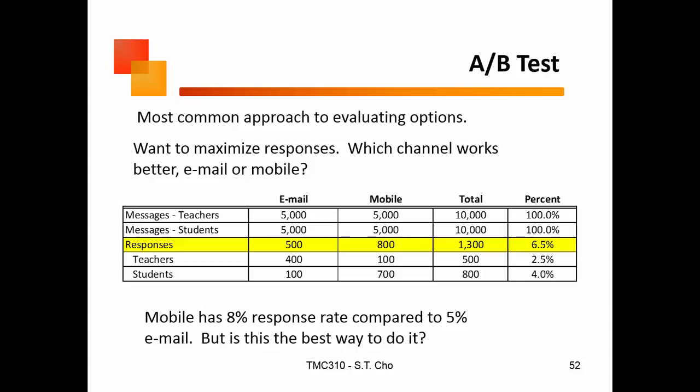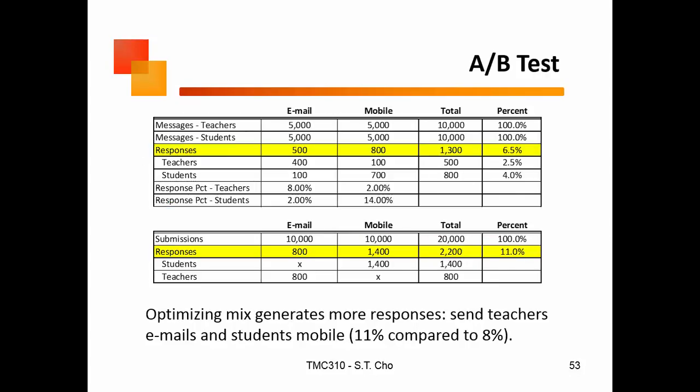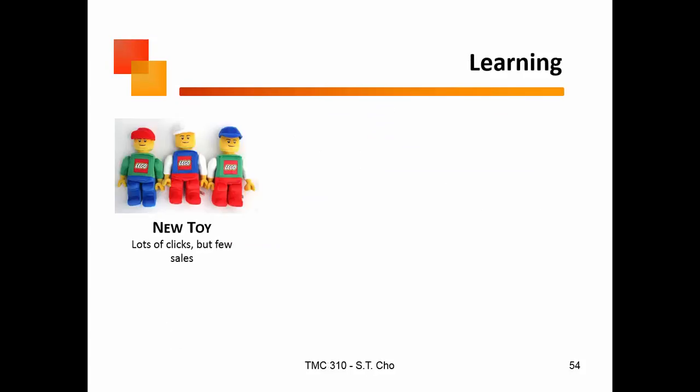One little problem with that, and that's that teachers and students have biases. Actually, if you combine it by just sending teachers email and students text messages, your overall response can go up to 11%. What that pretty much tells you is you can get almost 50% more performance by this mixing and matching. And that's what that does for you.